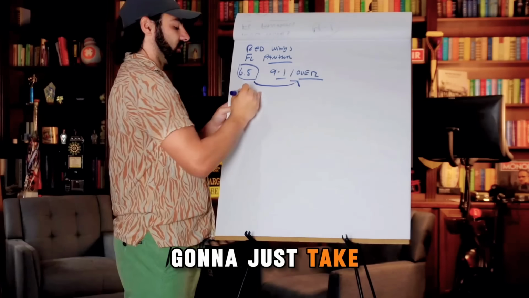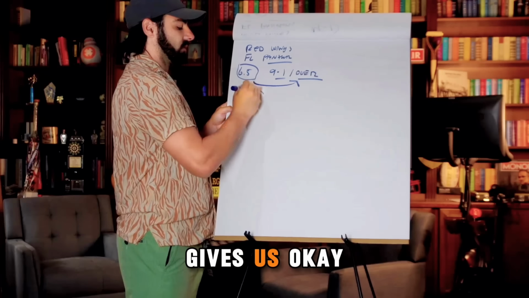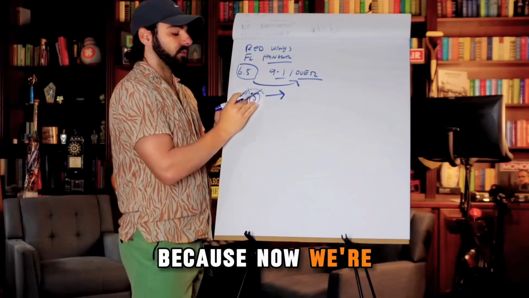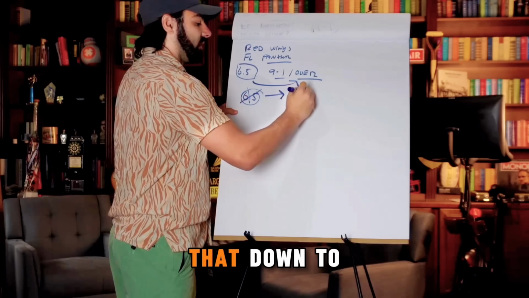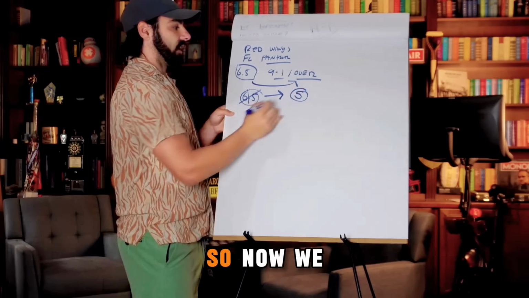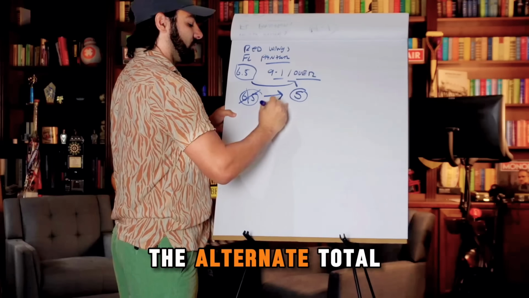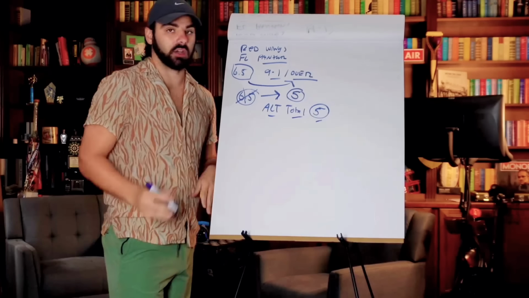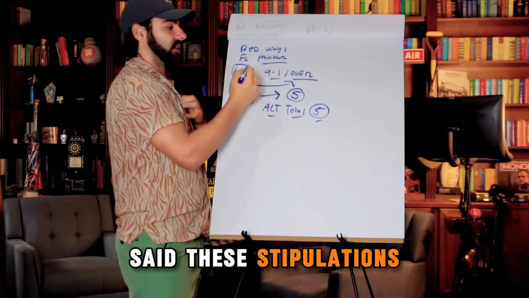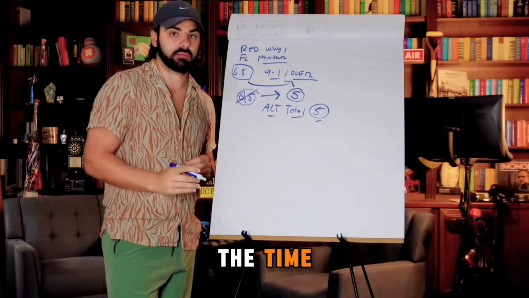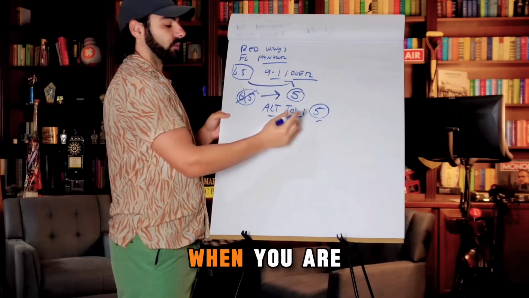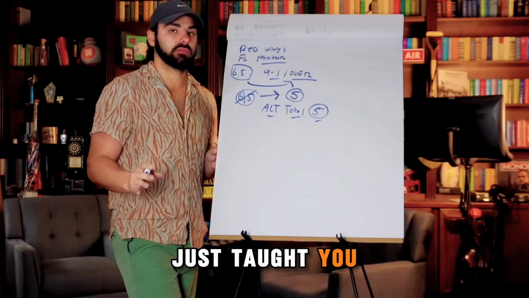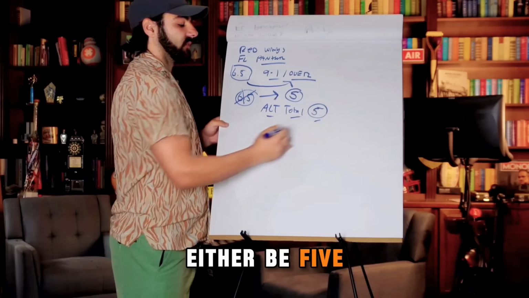Now we're not going to just take the 6.5 number that the sportsbook gives us, okay? We're not. We're going to drive that down, because now we're looking at the over. So we drive that down to 5. So now we would be taking this game, the alternate total at 5, thus giving us a huge percentage of a probability. And like I said, these stipulations hit 90% of the time. They literally hit 90% of the time, when you are finding the exact total that fits the criteria that I just taught you, and then manipulating that number to either be 5 or 7.